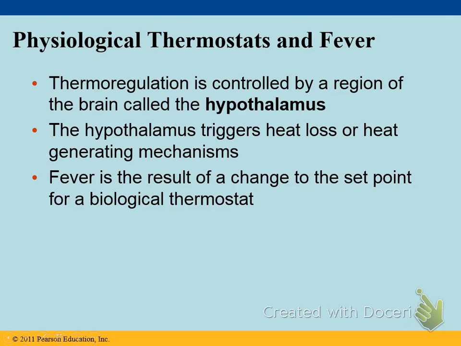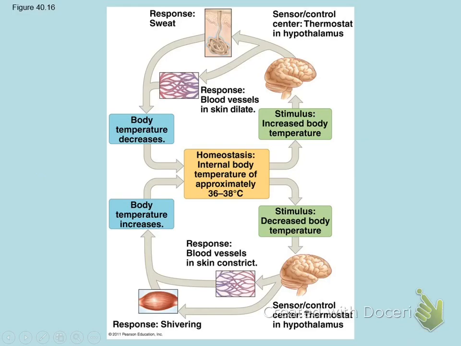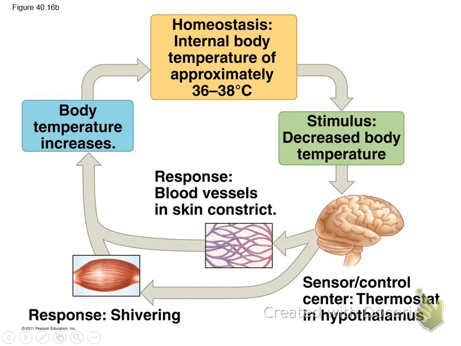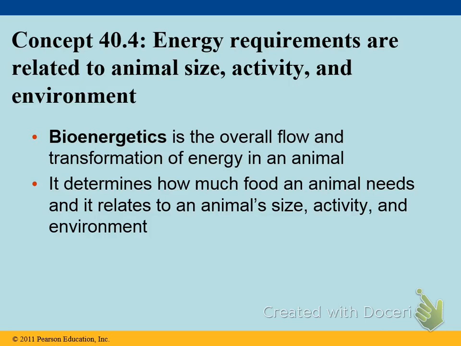Thermoregulation is controlled by a region of the brain called the hypothalamus. The hypothalamus triggers heat loss or heat-generating mechanisms. Fever is a result of a change to the set point for a biological thermostat. And this is just showing how the brain controls that. I'm just showing it in homeostasis. All right.